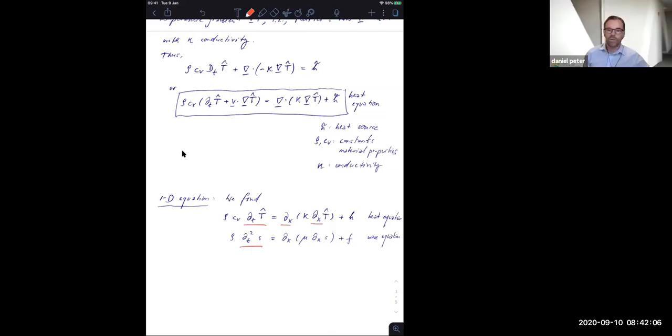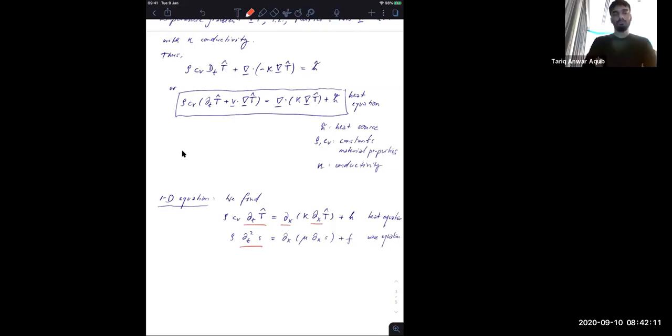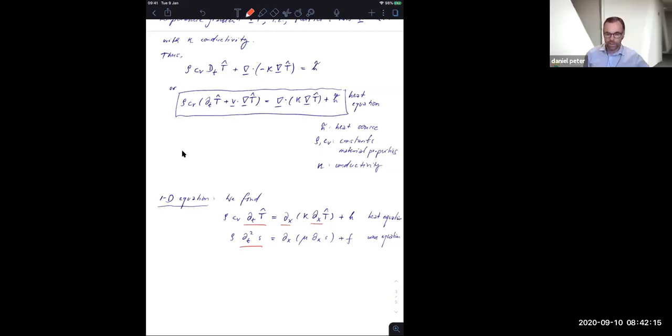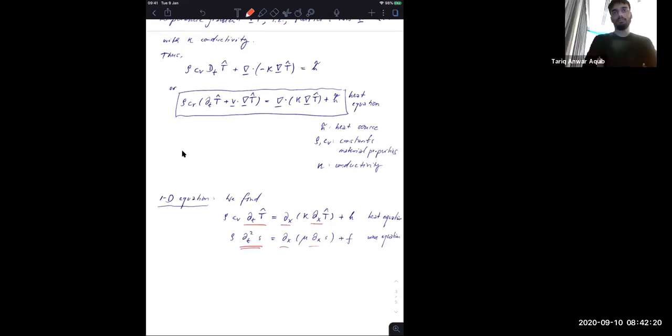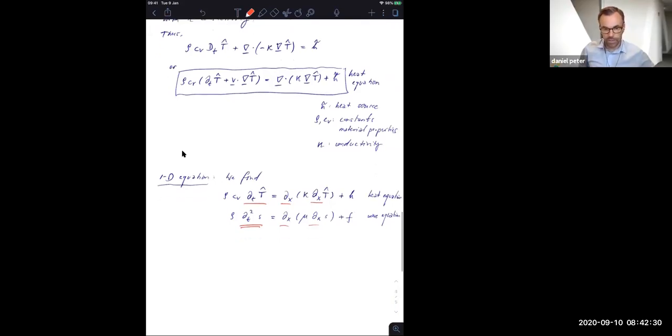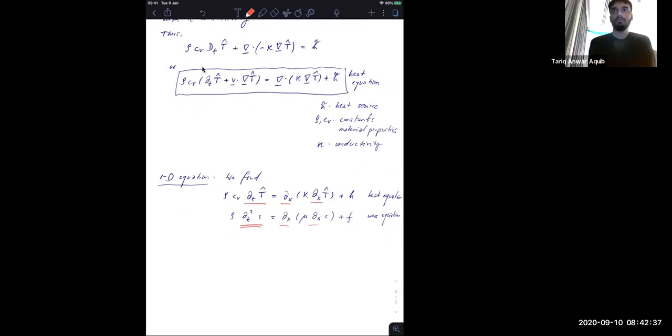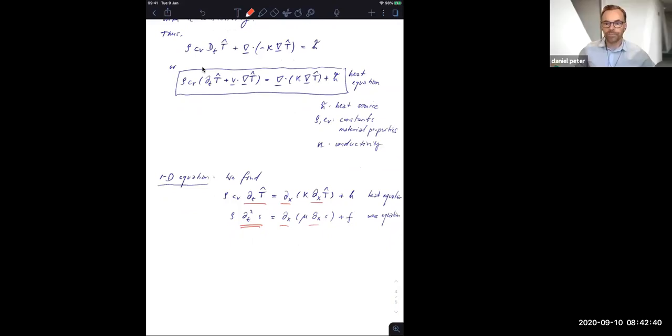And the wave equation looks very similar. The main difference is that we have a second order time derivative of displacement. But then again, these first order spatial derivatives. Good. So let me finish here this whiteboard, and then we look a bit at the homeworks. It's good? Yes.